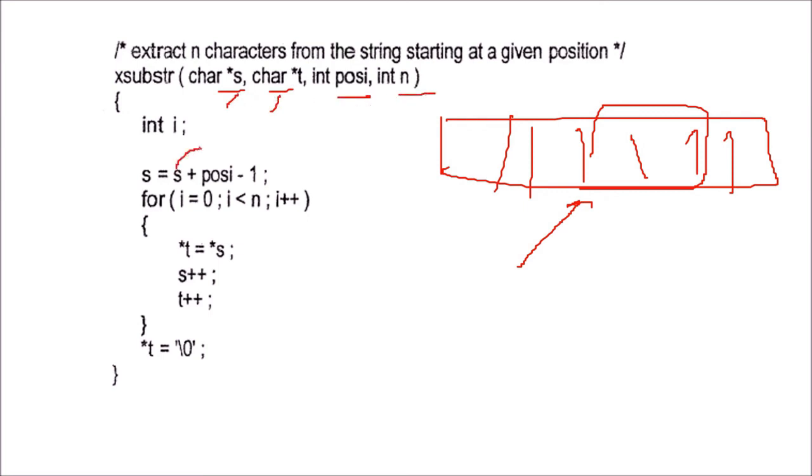So we have to add S with position. We have to reach this point, and then minus 1, because the array always starts from 0. That is why we have to subtract 1. Now 0 to N, we go from this point to N, and again the same code. We assign each value to T, we increment S and T and put \0 at the end of T. That is the new mess, and we can print it.